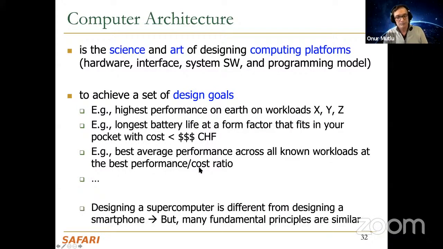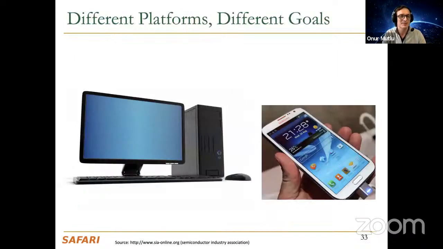But in the end, designing a supercomputer may be completely different from designing a smartphone, but many fundamental principles, trade-offs, and decision-making are actually similar. And that's where hopefully this course will be very useful to you, and I will give you that perspective. In the end, the fundamental building blocks are quite similar, and the trade-offs you make may be different, but the trade-off space you're dealing with is going to be very similar. Okay, so I will leave it at that and give you some examples of different computing platforms.